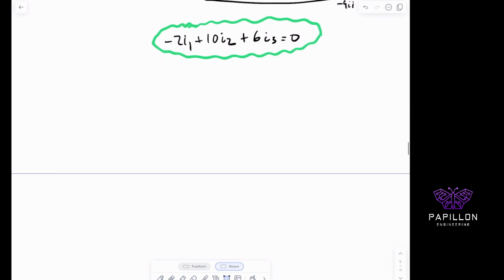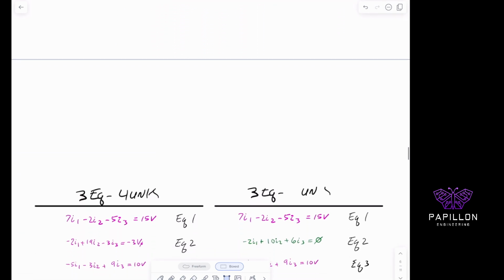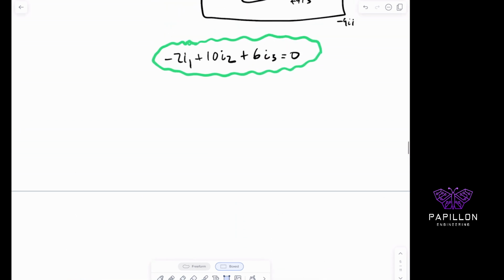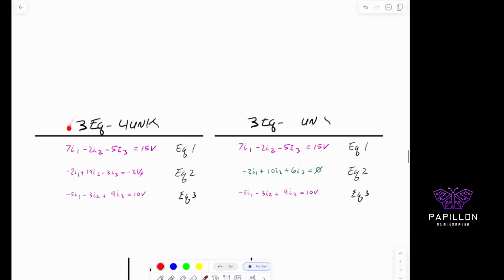So with all that, to save a little bit of time, I just copied and pasted this piece over here and moved it down. So here was our original set of equations. We had 3 equations and 4 unknowns, and now we have 3 equations and 3 unknowns. Let's write it all the way out for you so you can understand what I'm doing. UNKS is my abbreviation for unknowns, and we're all set.